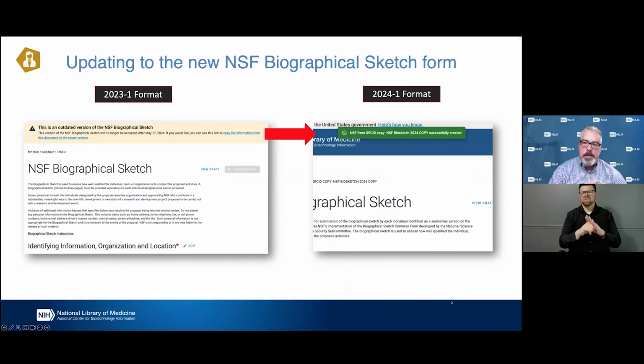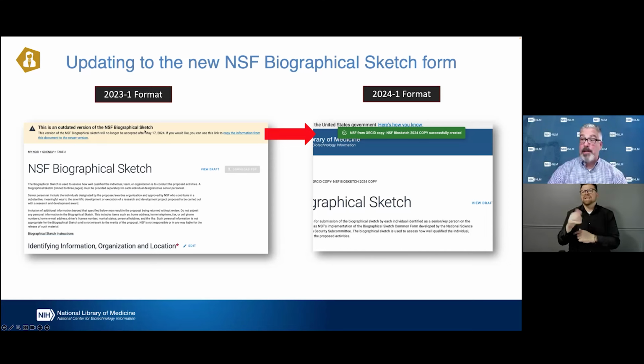So how do you update one of the older BioSketches into the newer format? When you go into Science CV, if you access one of the current BioSketches, the 2023- format, you will see a banner at the very top letting you know that it's no longer going to be accepted after May the 17th. At the very top of the banner, it says that it's outdated, and we realized once we put it out that this is not entirely accurate. It is currently the format to be submitted up until May the 17th.